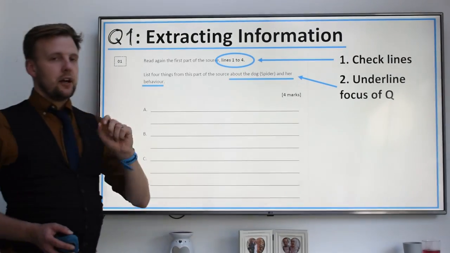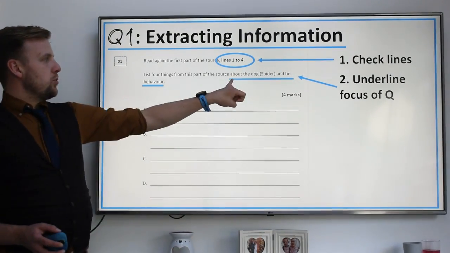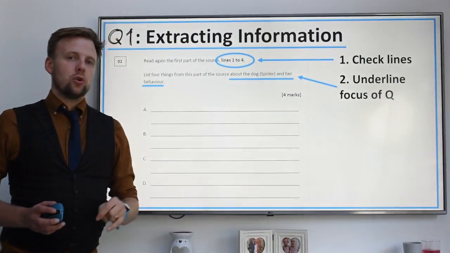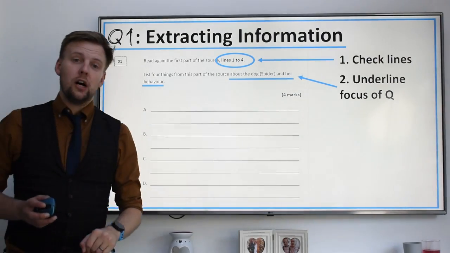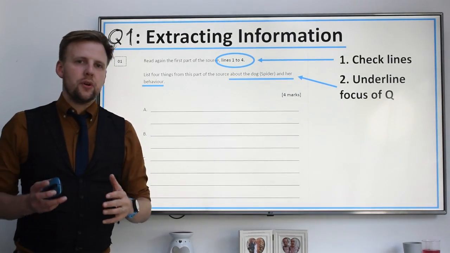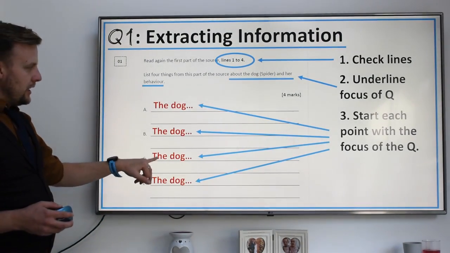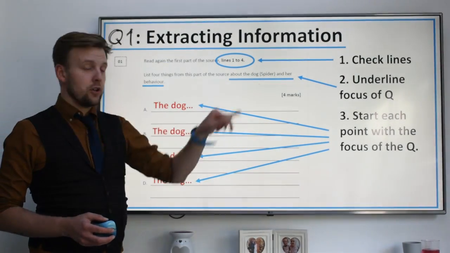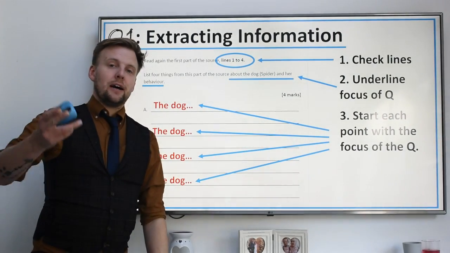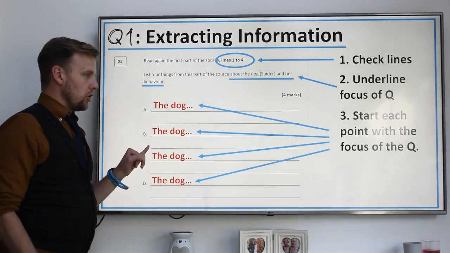Number 2, underline the focus of the question. This one specifically wants to know about the dog called Spider and his behaviour or her behaviour. So make sure all your points are to do with the dog Spider. Now the best way of doing that is by starting each of your lines with the focus of the question. So if the question is about the dog, you start the dog, the dog, the dog, the dog.